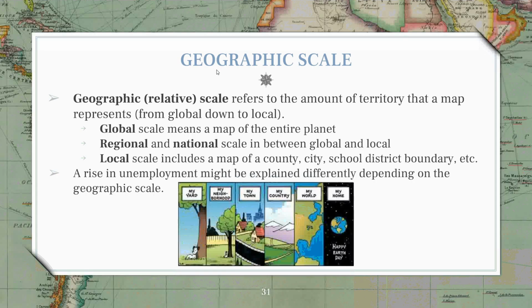Now we also have geographic scale. So if I said there's a global scale, this is a global scale map, I'm probably talking about all of Earth, just like the world maps we've been looking at. If I said regional or national, I'm probably talking about a map of Texas, or a map of California, or a map of the United States. If I said a local scale map, I'm talking about Williamson County. I'm talking about Travis County. I'm talking about Lake Travis ISD, BK, Lakeway, Austin. That's a local scale.